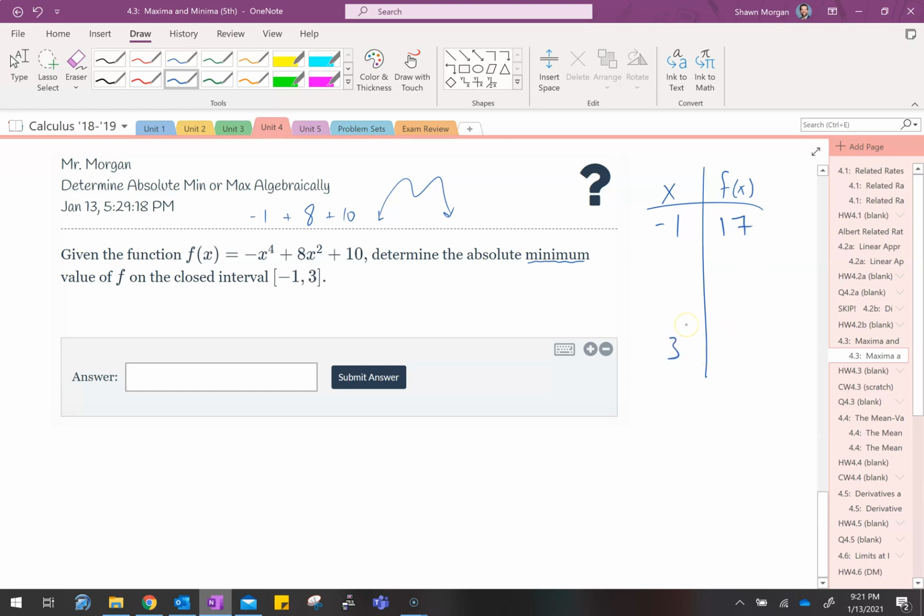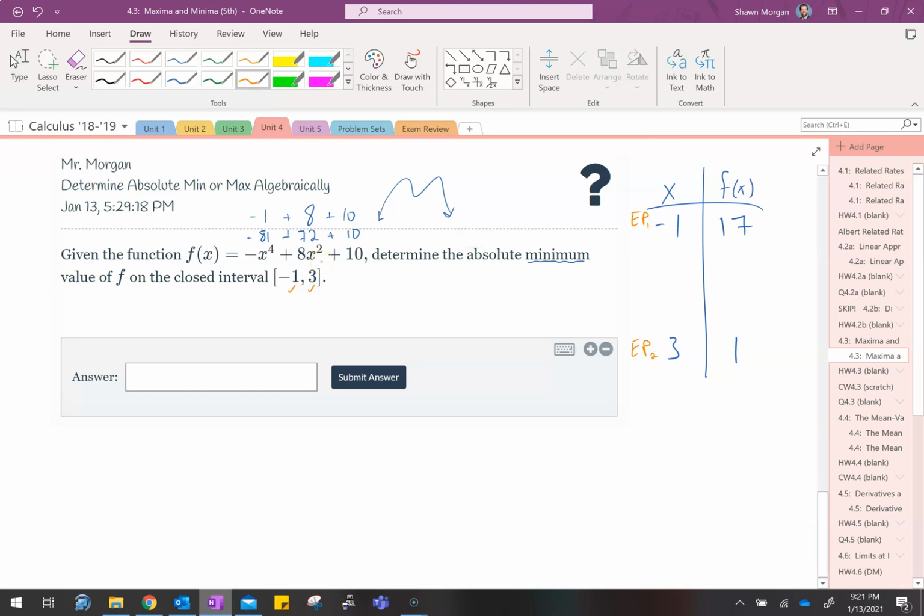Similarly, we'll plug in 3. 3 to the fourth is 81, so we got -81. 3 squared is 9 times 8 is 72, and then adding 10. So we've got 82 minus 81 is an output of 1. So these two endpoints, you've heard me in class or you've seen me in class talk about, here are our two endpoints on this given interval. Okay, so endpoint 1 and endpoint 2, check.